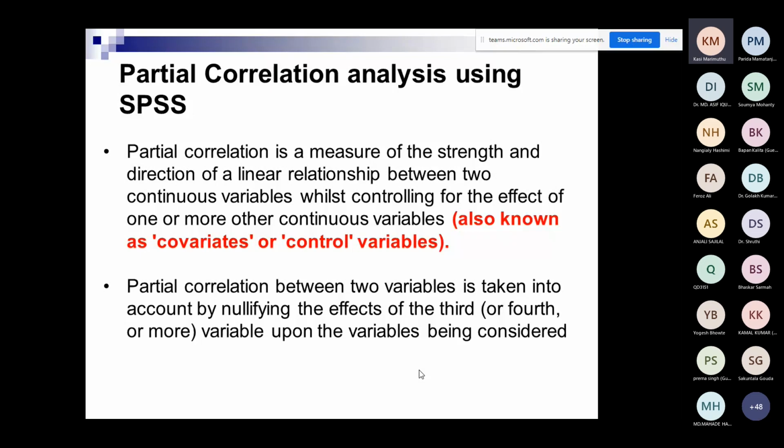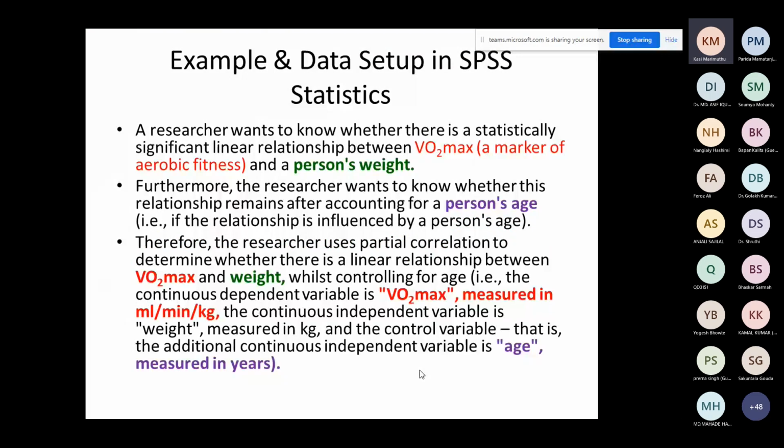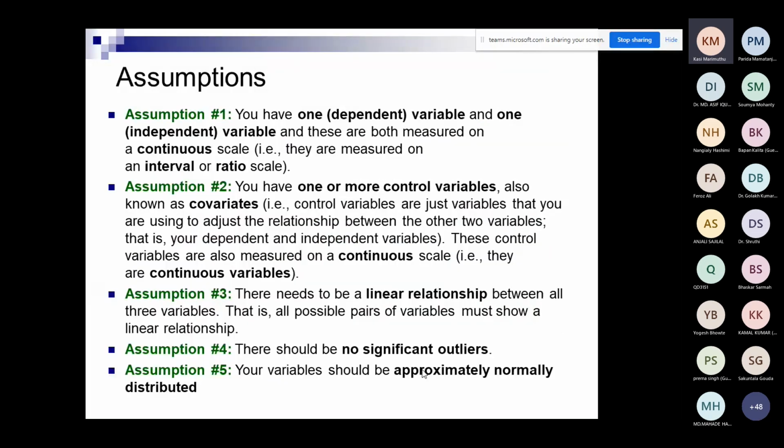In addition to that, another variable may also influence the relationship between the two variables. So partial correlation between two variables is computed by nullifying the effect of the third variable or fourth variable upon the variables being considered. It's called partial correlation: nullifying the other variables to study the relationship. I'll give an example.